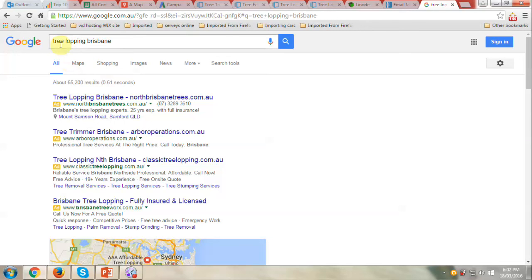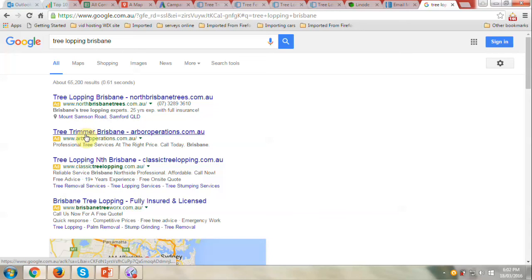So you can see here I've typed in tree lopping Brisbane. Now, the biggest thing you'll notice here, we've got tree lopping Brisbane, number 1, perfect. That's what I've typed in, that's what I've got. Tree trimmer Brisbane, that's not so congruent with what I've typed in, but it's up there.